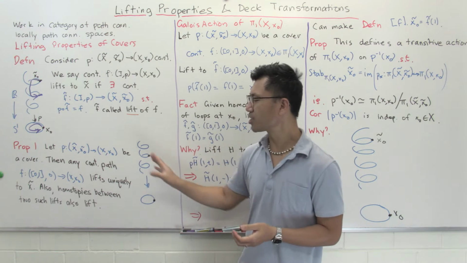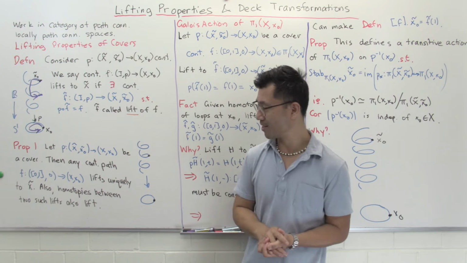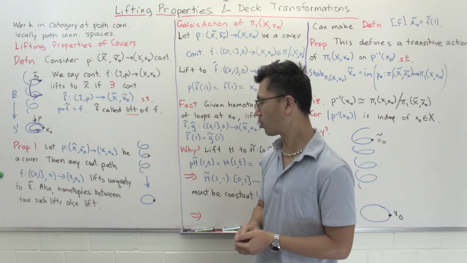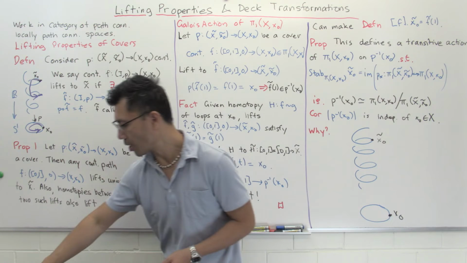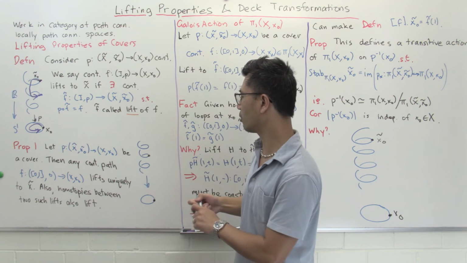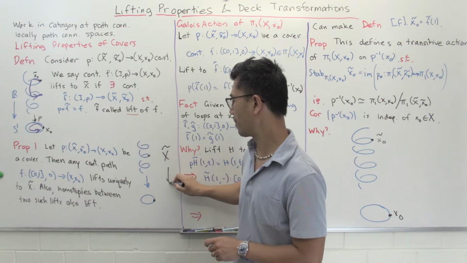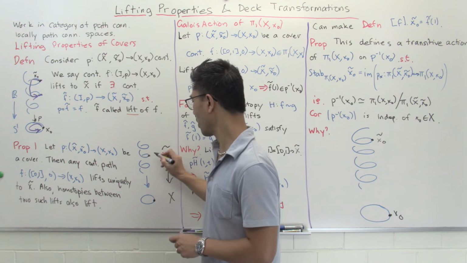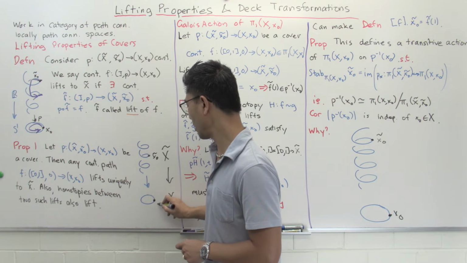I want to give you a brief explanation as to why this is true, and hopefully you can see from the picture why that ought to be the case. Here we'll have some x tilde mapping down to x, and it's supposed to be a cover. Suppose you have here x0 tilde, x0.